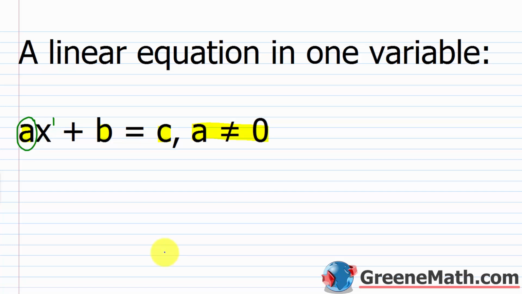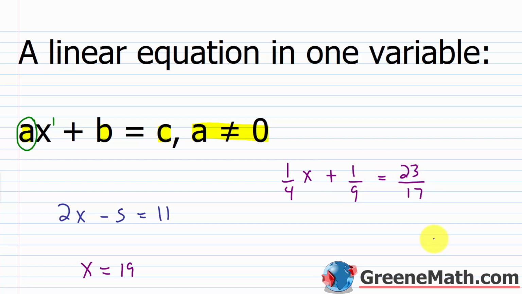A few examples of a linear equation in one variable: something like 2x minus 5 equals 11, where a would be 2, b would be negative 5, and c would be 11. Or something simple just like x equals 19, where a would be 1, b would be 0, and c would be 19. Or you could have some fractions involved, something like 1/4 x plus 1/9 equals 23/17. Here a would be 1/4, b would be 1/9, and c would be 23/17.